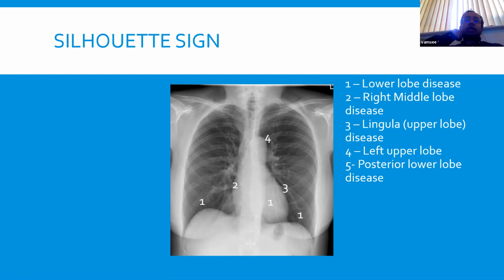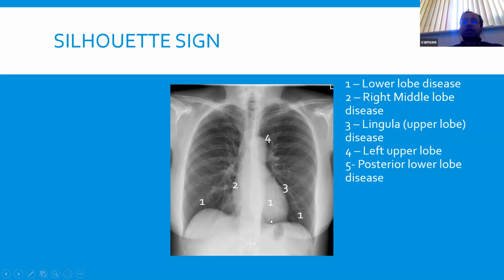I've just mentioned some common points here. This is by no means extensive, but it's just a basic set of things to remember. So if you've got anything obscuring the hemidiaphragm on either side, that tends to be lower lobe disease. Again, bear in mind that you've got the retrocardiac part of the lung as well, which is an area that people often miss.